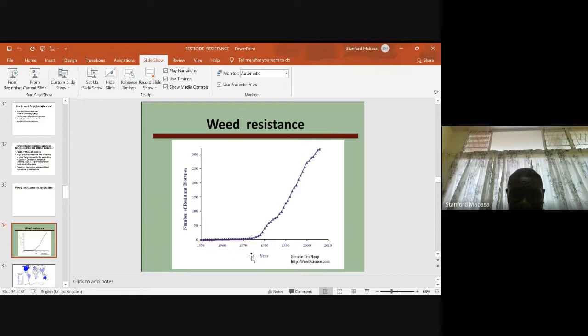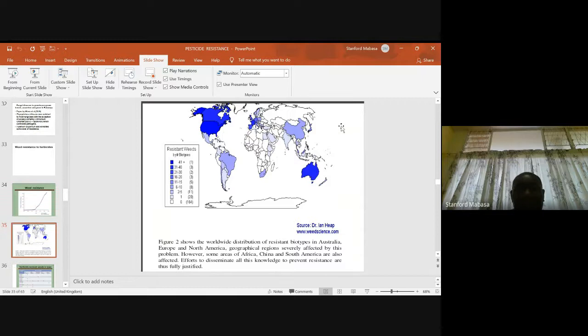Probably the earliest reports were done just after the 1970s, and they continue to increase. The blue areas on the world map are the countries where a lot of reports on weed resistance, on herbicide resistance is being reported. You can see that in South Africa, they are also now reporting herbicide resistance. Even in Saudi Arabia and Egypt, Ethiopia, they are also reporting it. Australia, China, actually most of the developed countries.